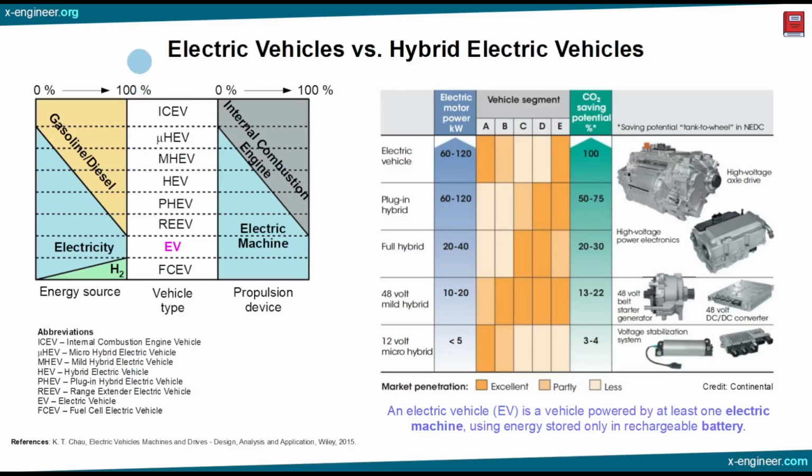In this lecture, we are going to discuss the differences between an electric vehicle and a hybrid electric vehicle. On the left-hand side of the slide, you have a table which has three columns. The first column represents the energy source, and you have three types of energy sources. You have the fossil fuels on the top, represented by gasoline or diesel fuels. We have electricity in the middle and hydrogen in the bottom.